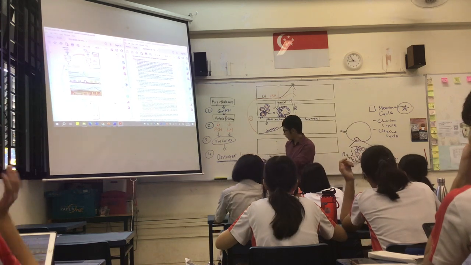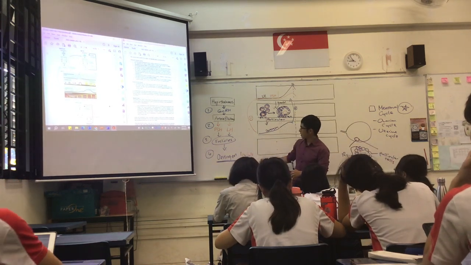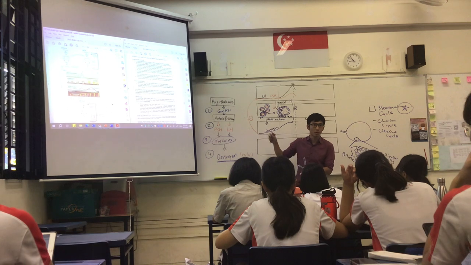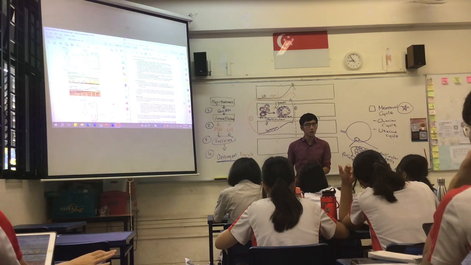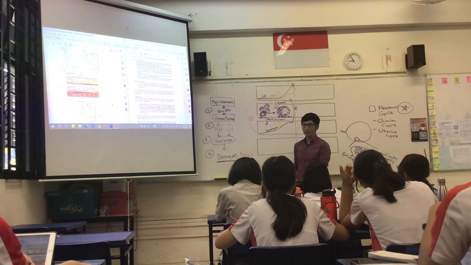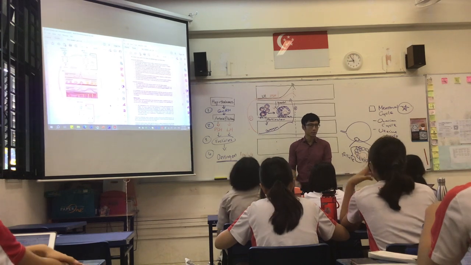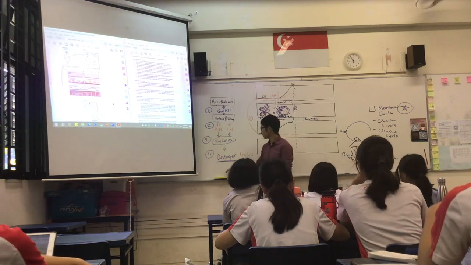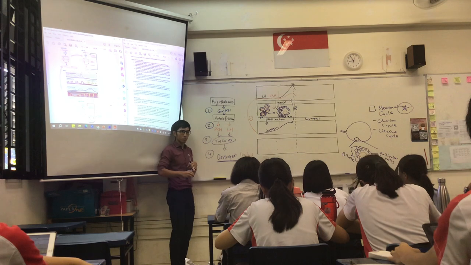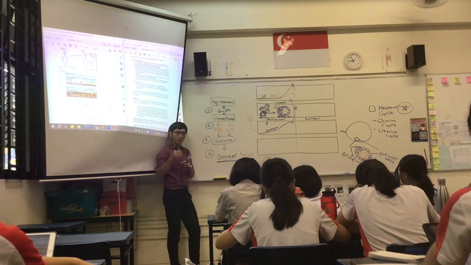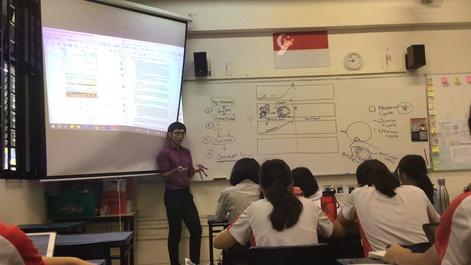On one hand, at low levels, negative inhibition. But then at high levels, there's this positive effect. How can one hormone do two things? I'd like to see if we can solve this puzzle. How can one hormone do two things?